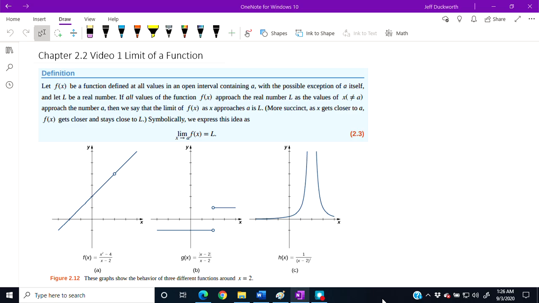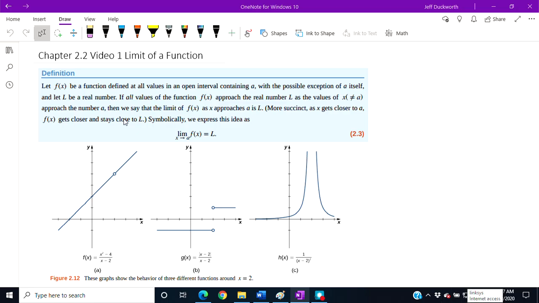So the definition says, let f of x be a function defined at all values in an open interval containing a, with the possible exception of a itself. So essentially what that means is f of x has to be defined everywhere in an open interval, but potentially not at one different spot. There are examples down below where the book is showing you where the function doesn't actually exist or is not defined at those values.